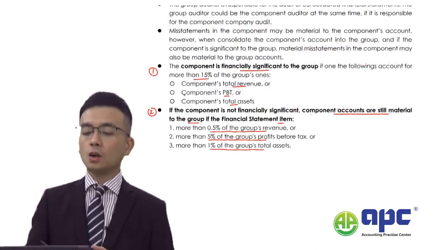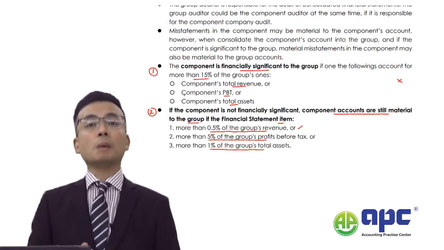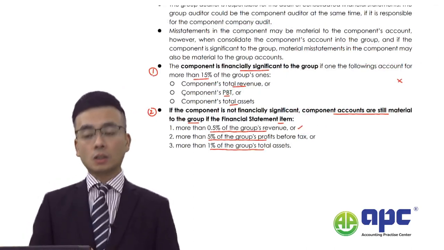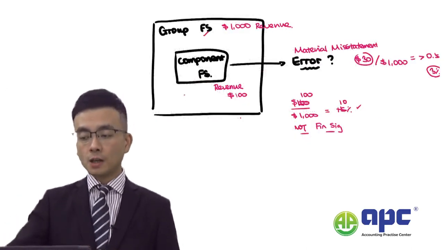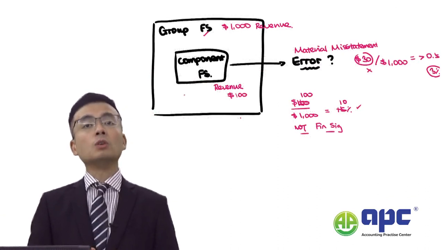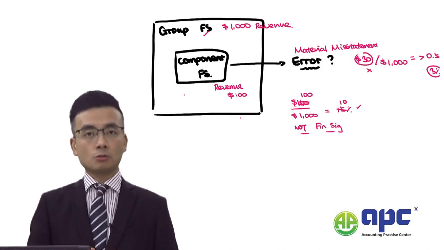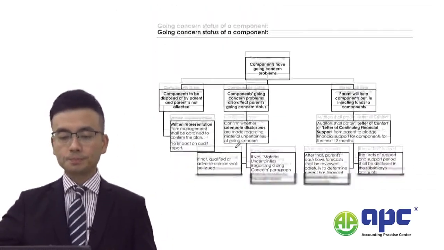In this case, although test number one is not met, test number two is met, and therefore I will conclude that you will need to correct that $30 material misstatement. Otherwise, I will still qualify the group's audit report. Okay, that's all we can do.